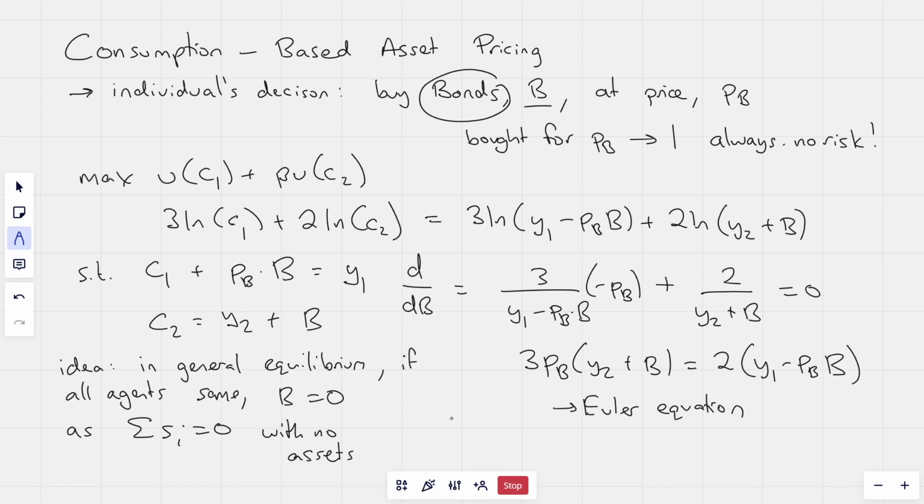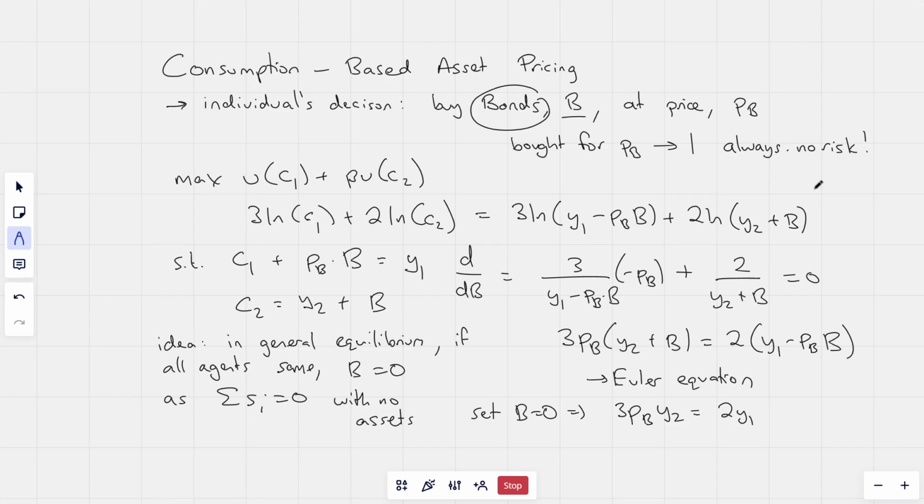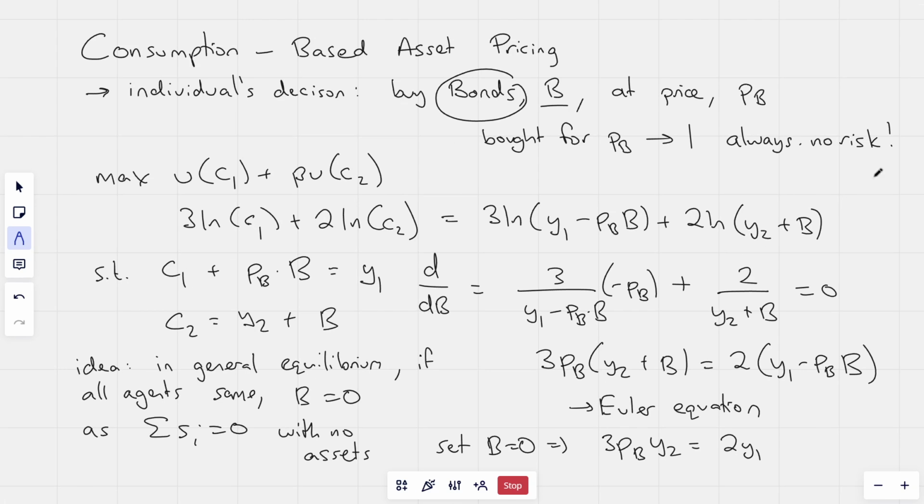So here, if I set B equal to 0, I get 3 PB Y2 is equal to 2 Y1. Great. And so my price of bonds is simply going to be PB equals 2Y1 over 3Y2. Now, if you were feeling, of course, adventurous, what you could do is differentiate this with respect to Y1 or Y2, and then you would have some idea of how PB varied with the state of the economy.